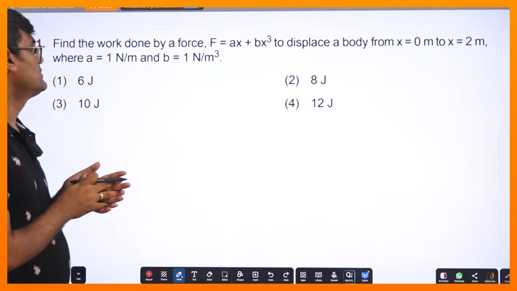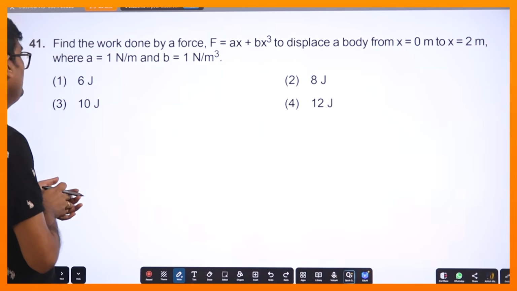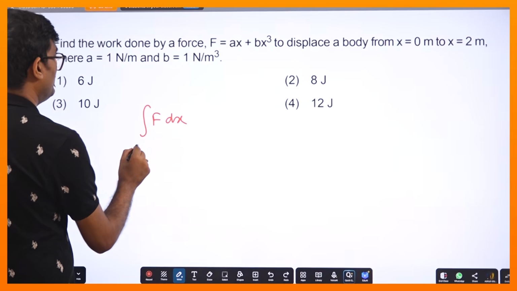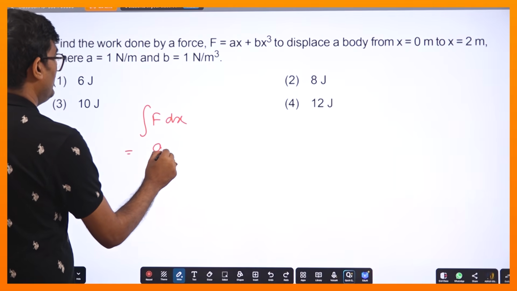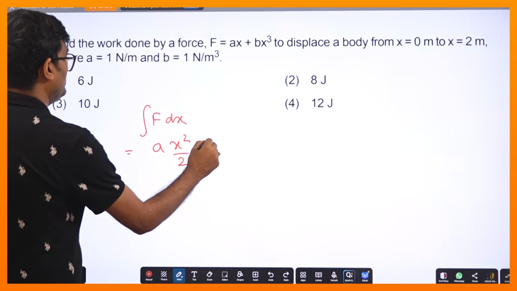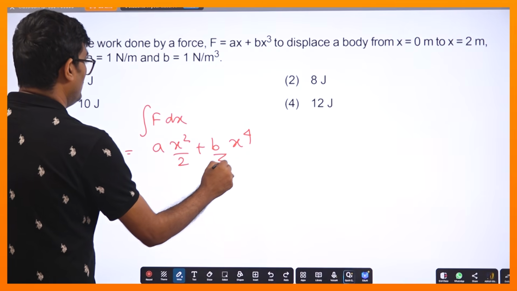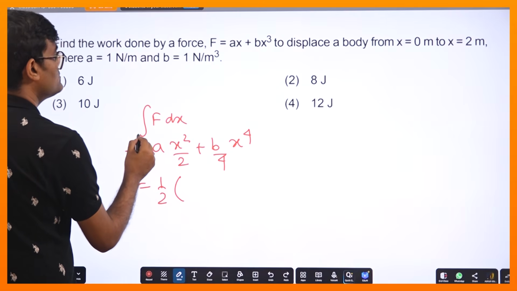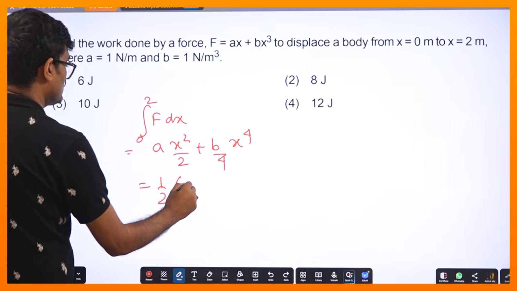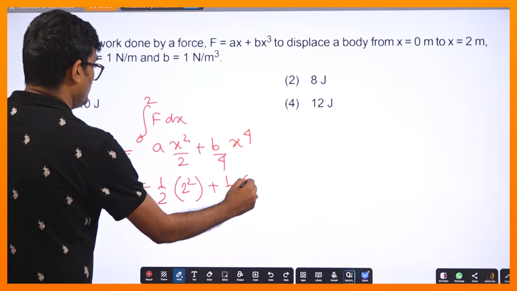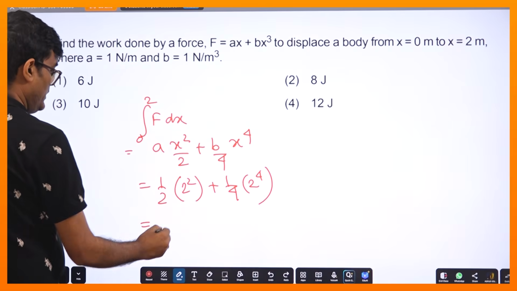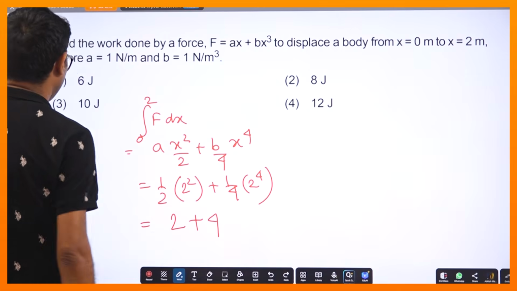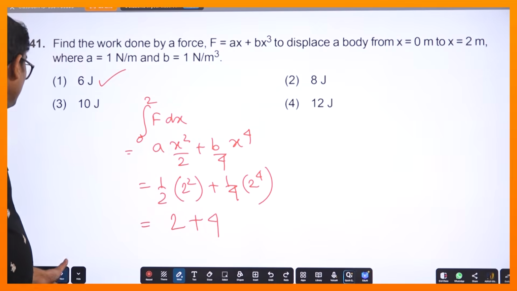Find the work done by the force to displace from 0 to 2 meter where A is 1 and B is also 1. So work done is the integral of F dot dx. I will integrate it. A into x dx means x square by 2, plus B into x cube dx means x power 4 by 4. Put the limit from 0 to 2: 2 square by 2 plus 1 by 4 into 2 to the power 4. So it is 2 plus 16 by 4, which means 4. I think it is 6 joule, which is the correct answer for this question.